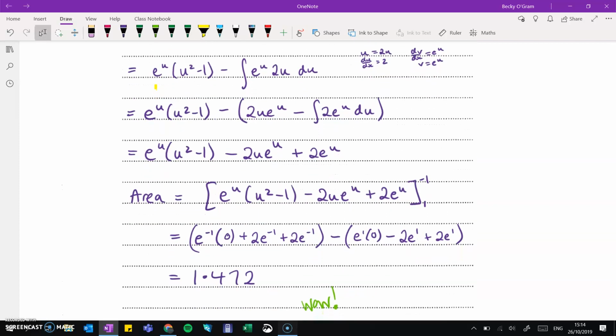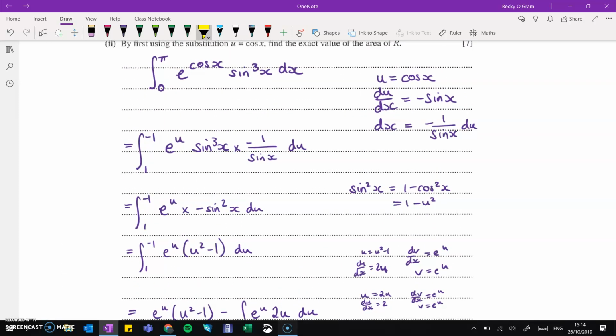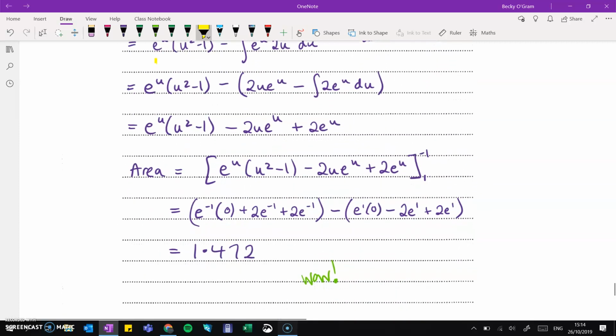So then our area becomes the definite integral of this thing between the limits of 1 and minus 1. Now notice that those limits are not the same as we started with up here. I didn't talk about that yet. So here we've got 0 and pi. If we change that into the values of u is cos x, so cos of 0 is 1, so that becomes a 1 at the bottom, and cos of pi gives us u is equal to minus 1. So that's why we've got these limits down here at 1 and minus 1.